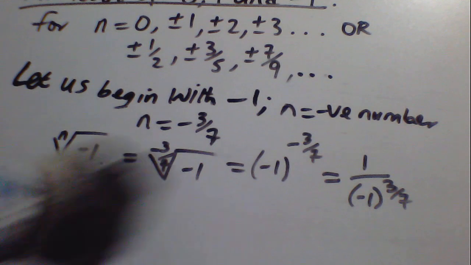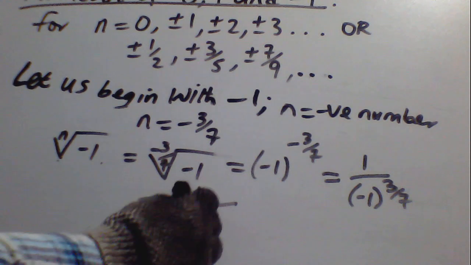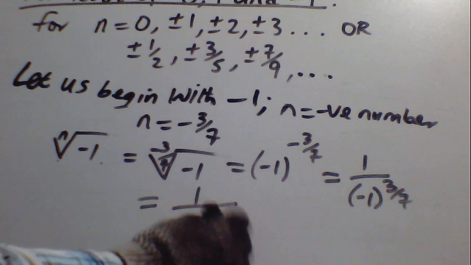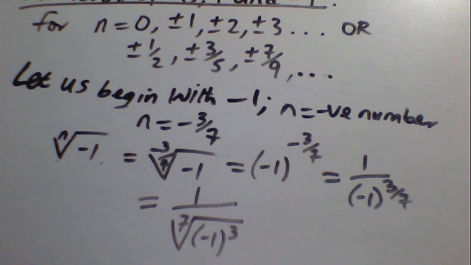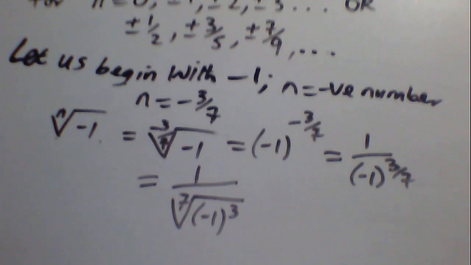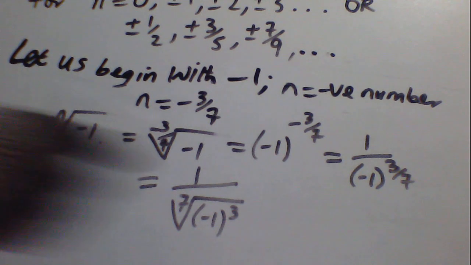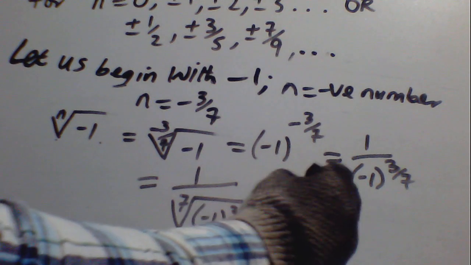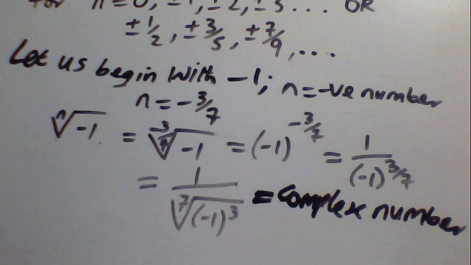So from here you have 1 over the 7th root of minus 1 raised to the power 3. Sorry. So this will give us what? A complex result. This will give us a complex result, a complex number.